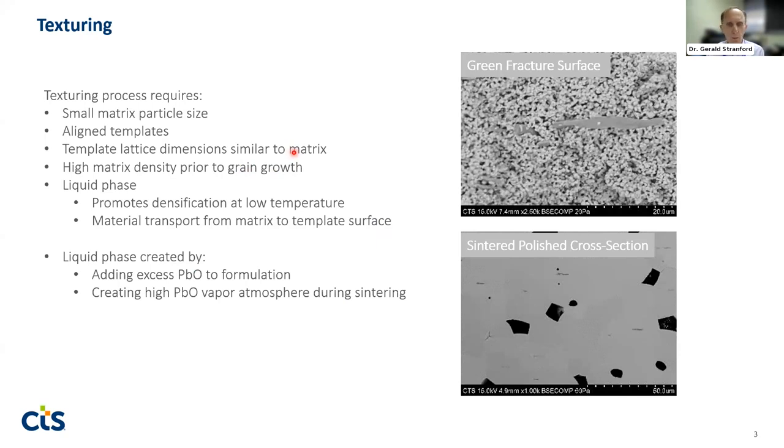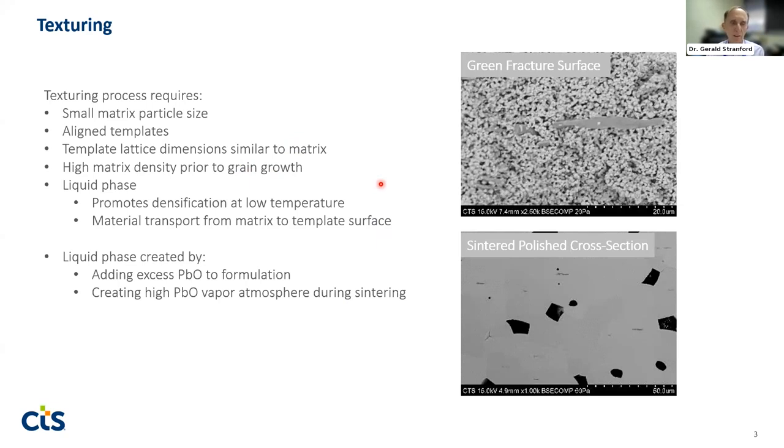Right now, the predominant way of achieving that is tape casting, as Mark mentioned. And then there has to be template lattice dimensions similar to the matrix. During the actual sintering process, we need to get the density of the matrix high prior to the start of that grain growth, which Mark talked about.